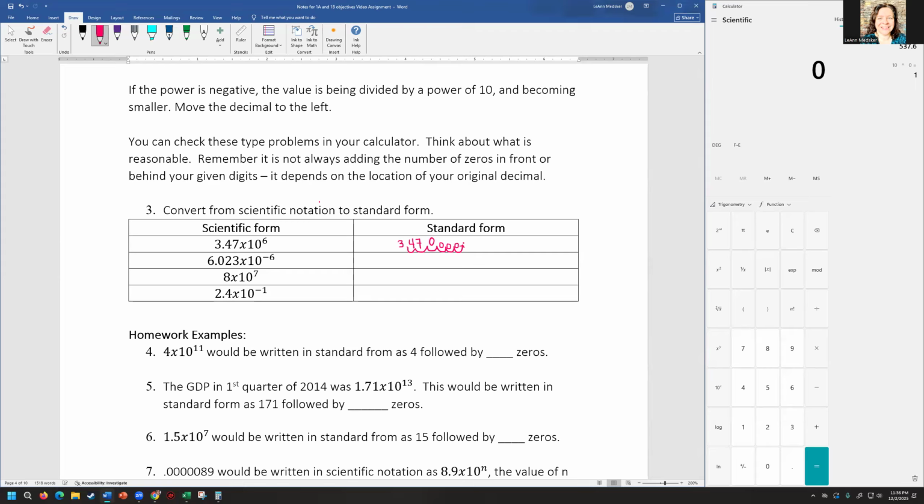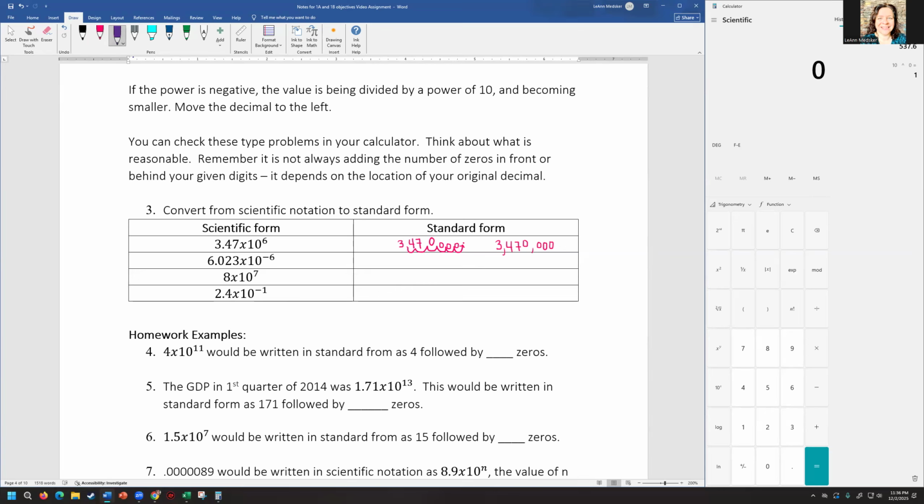Now, we would want to write this as an actual number. So this would be 3,470,000. So that is what this number is representing over here in scientific notation, which should make sense to you because we did say 10 to the 6 is a million. So notice I got 3,470,000.